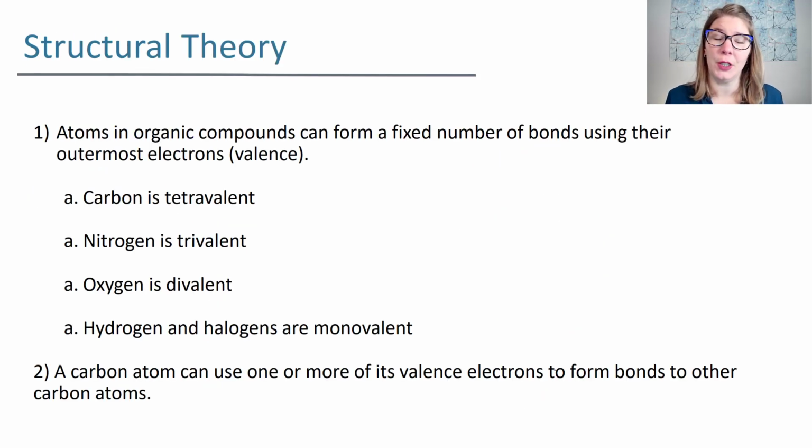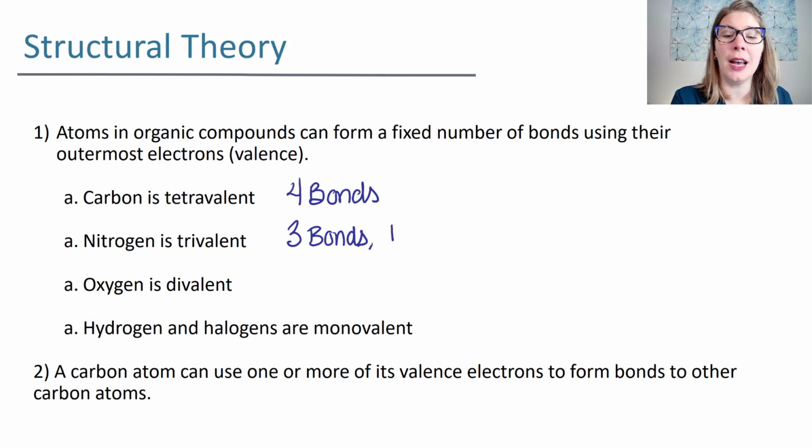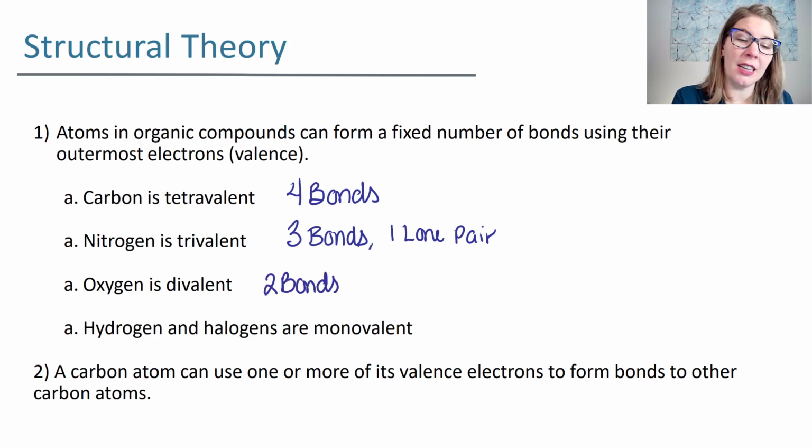Now I want to move into structural theory a little bit, because the amount of work that we just put into drawing very simple Lewis structures was ridiculous. And in organic chemistry, we don't have time for that. So what we need to do instead is start to recognize that there are some patterns. Carbon is something that's called tetravalent. That means carbon tends to form 4 bonds. Nitrogen is trivalent. That means it tends to form 3 bonds, and it also has 1 lone pair. Oxygen is divalent, which means it forms 2 bonds, and to make its octet has 2 lone pairs.